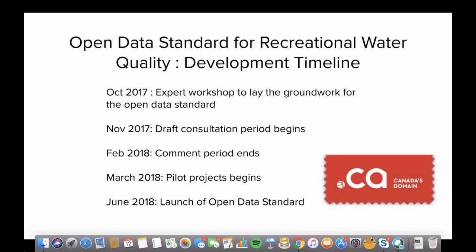So we're really hoping that the standard is going to increase data exchange, improve public awareness of water quality, and aid researchers trying to protect recreational water quality. The initiative will reduce the number of people getting sick from contact with polluted water and increase the number of environmental protection plans for communities affected by pollution.